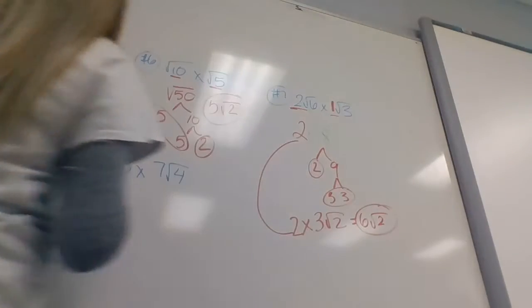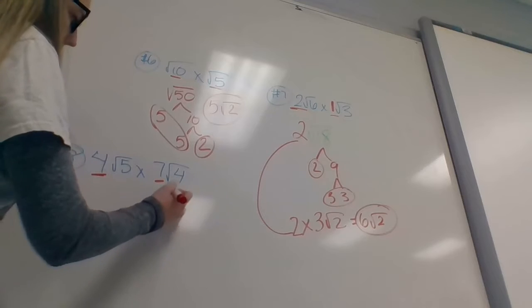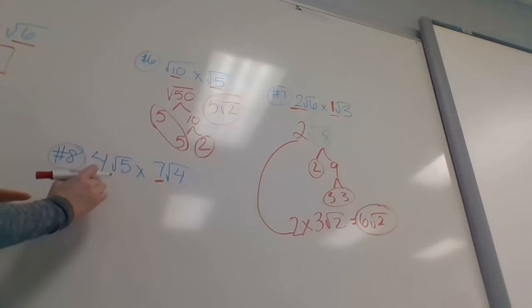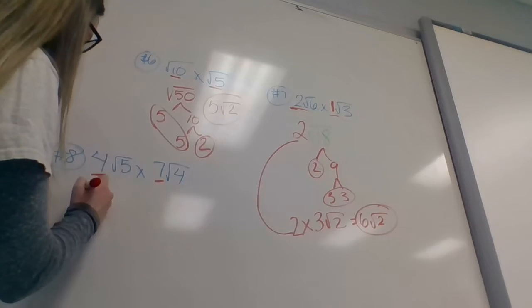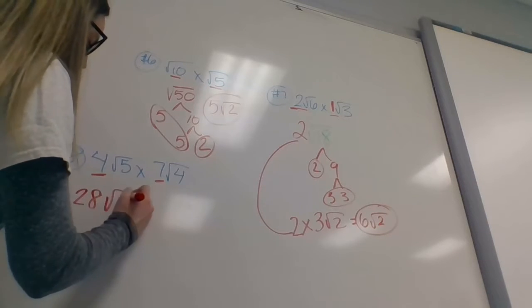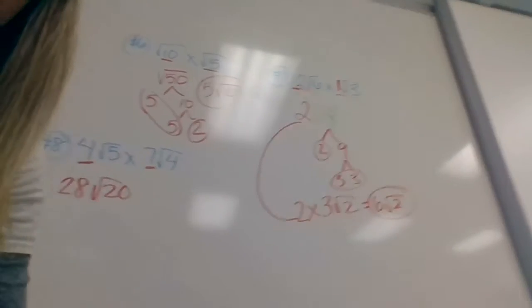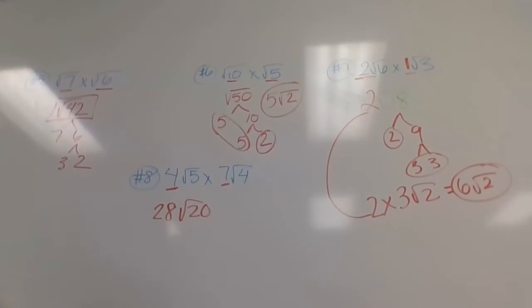The same thing now for number 8. This time I do have numbers out front, and then I also have my roots. I'm going to start with my numbers out front. 4 times 7 gives me 28. 5 times 4 gives me 20. So 28 times the root of 20. Let me center that a little bit more for you.